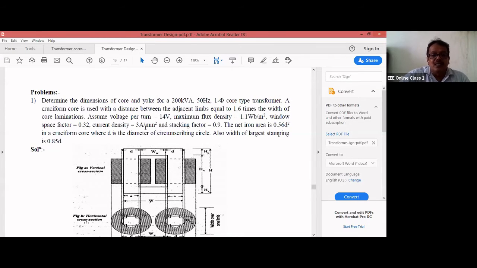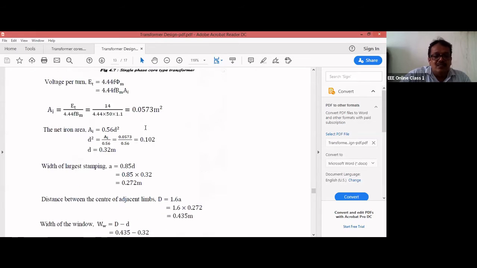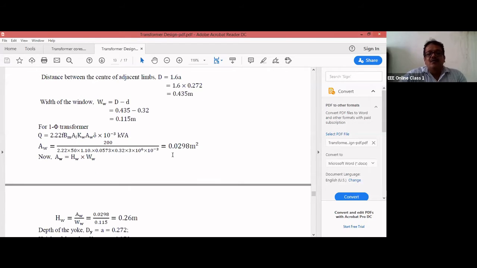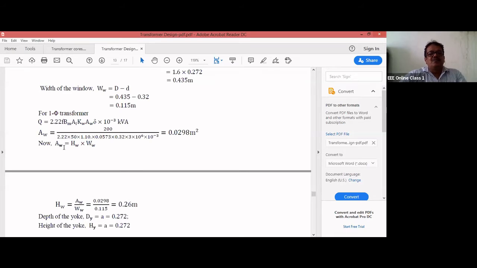So convert it to ampere per meter square. This is very much important. 3 ampere per mm square, so 10 power minus 6 in the denominator I have taken into the numerator. So it is 3 into 10 power 6 into 10 power minus 3. Solving this, we get 0.0298 meter square, which is the area of the window.